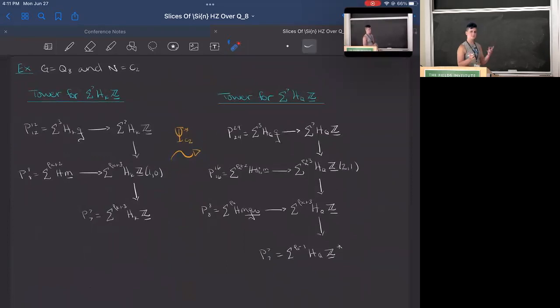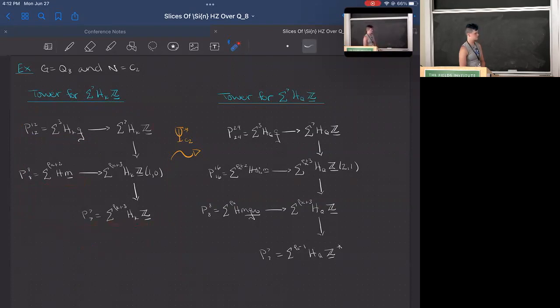All right, let's up the difficulty a little bit to the Quaternions. So we'll take G to be Q8 and N to be C2. Now Q8 mod C2 is Klein 4. So we want to look at the towers over Klein 4 and then pull those back to Q8. So if we take sigma 7 HKZ, here's its tower. It has a 12 slice, a sigma 3 HKG, an 8 slice, a rho K plus 2 suspension of HM, and then a 7 slice, which is a rho K plus 3 suspension of HKZ.